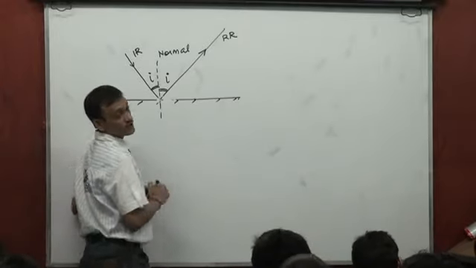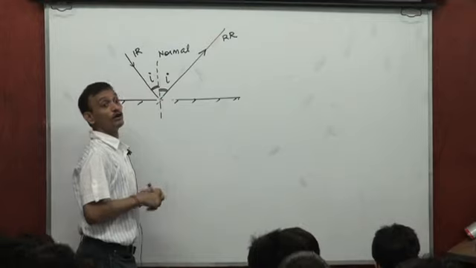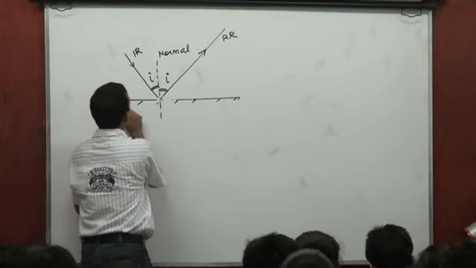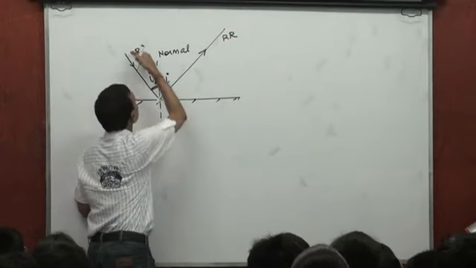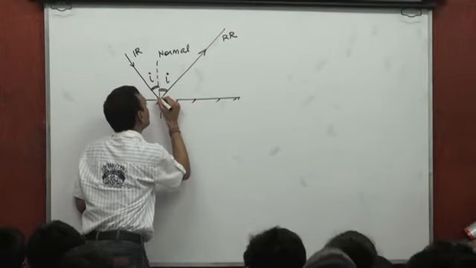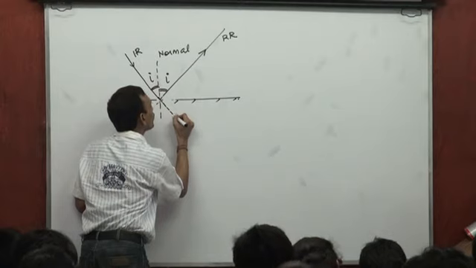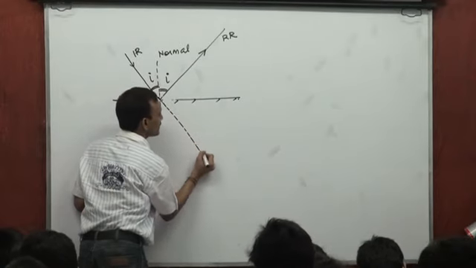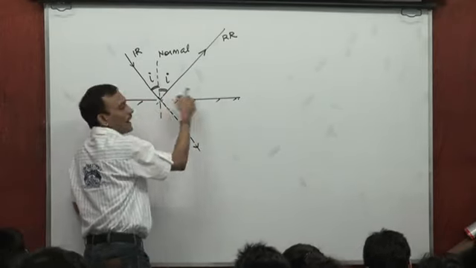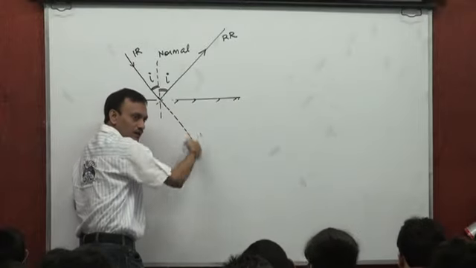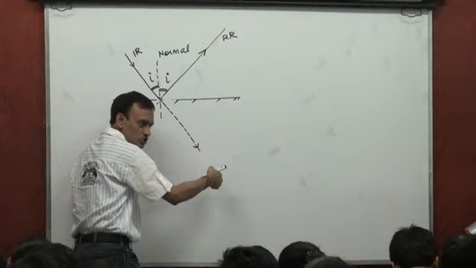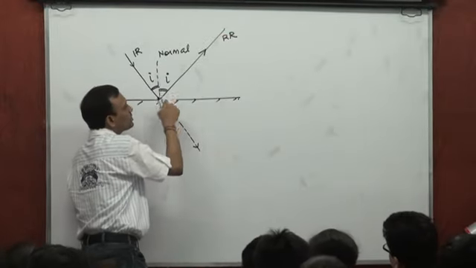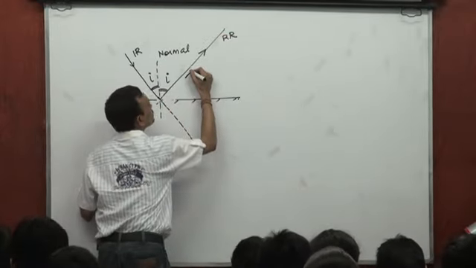Now, the deviation produced upon this ray because of reflection. What would have happened if no reflection had occurred on this surface? The original direction would have been maintained. In the absence of the mirror, the ray would have travelled this way, right? It would have travelled rectilinearly along this line. Now, because of the mirror, because of reflection, it goes this way.